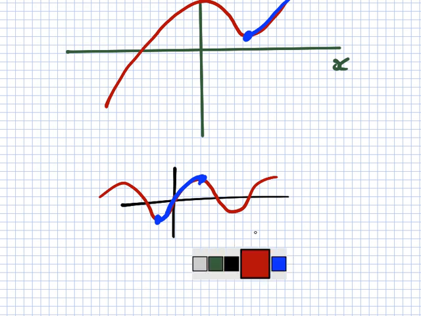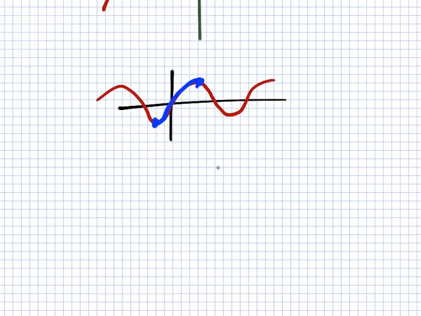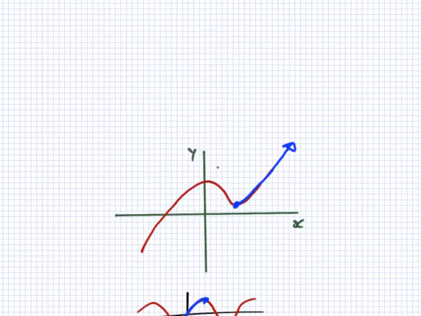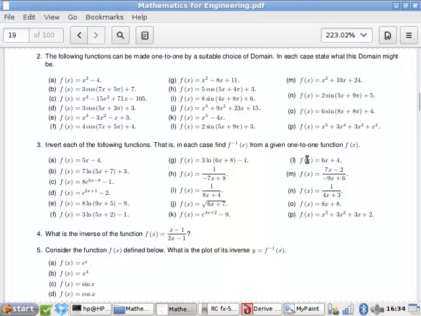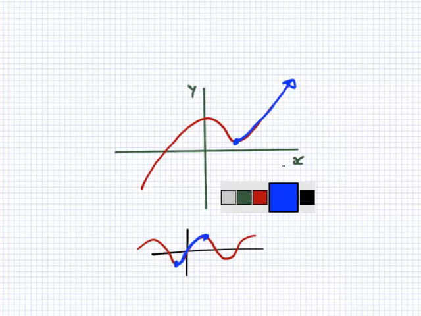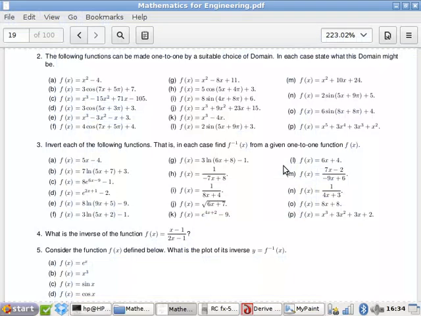You get the idea? What else could we have? I think this is kind of it, let me just have a look at the worksheet. Oh yeah, no, that's it. Log, yeah.